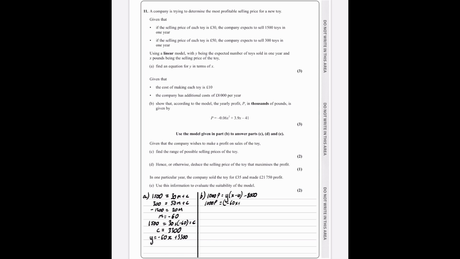So we're going to play about with this now. We know that y is equal to -60x plus 3,300 from part A, so I can substitute that in. Expanding it out, we'll get 1,000p equals -60x squared plus 3,900x subtract 41,000. And then the last step to find this in the form of p equals is divide both sides by 1,000, and we get the equation that the question wanted.